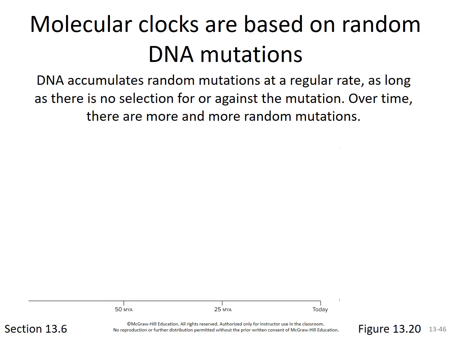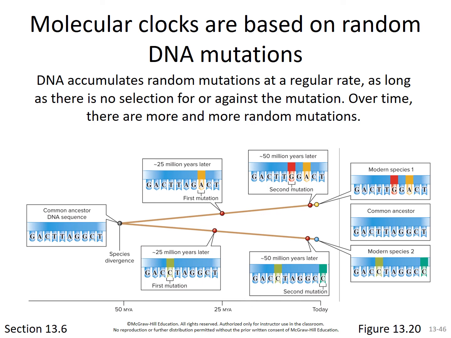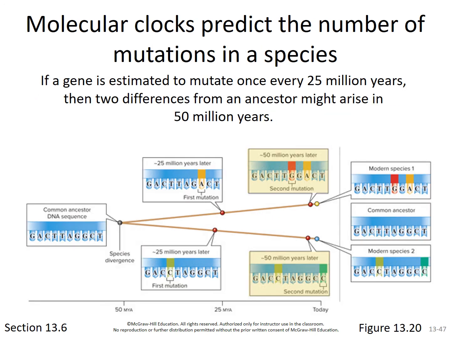So DNA will accumulate random mutations at a regular rate if those mutations are not selected for or against. And this means that over time, you get more and more random mutations. So you can have a species that differs in several portions of its genetic code from the original species and from each other.